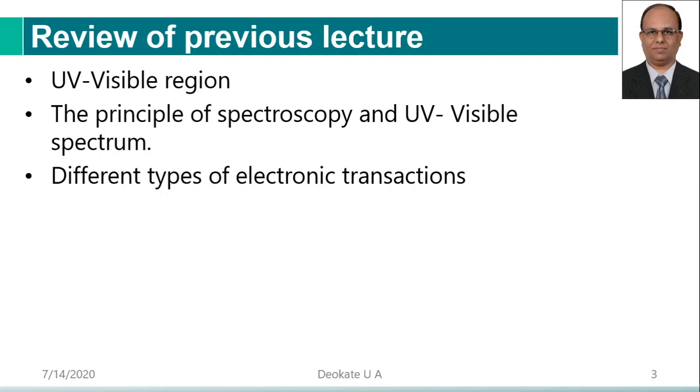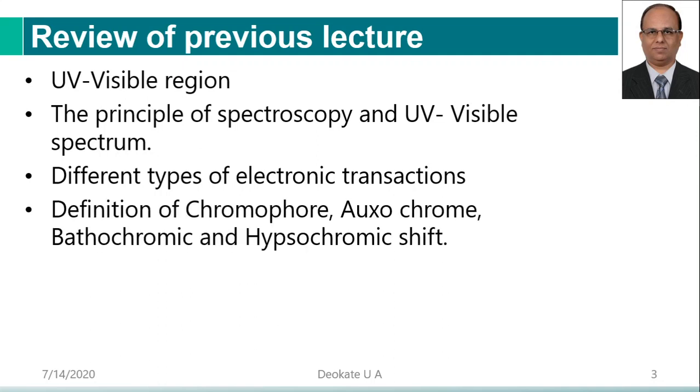That is, the first one was sigma to sigma star transition. Second was n to sigma star transition. Third one was pi to pi star transition. And fourth one was n to pi star transition. So these transitions are electronic transitions. Therefore, the spectroscopy is also known as electronic spectroscopy.